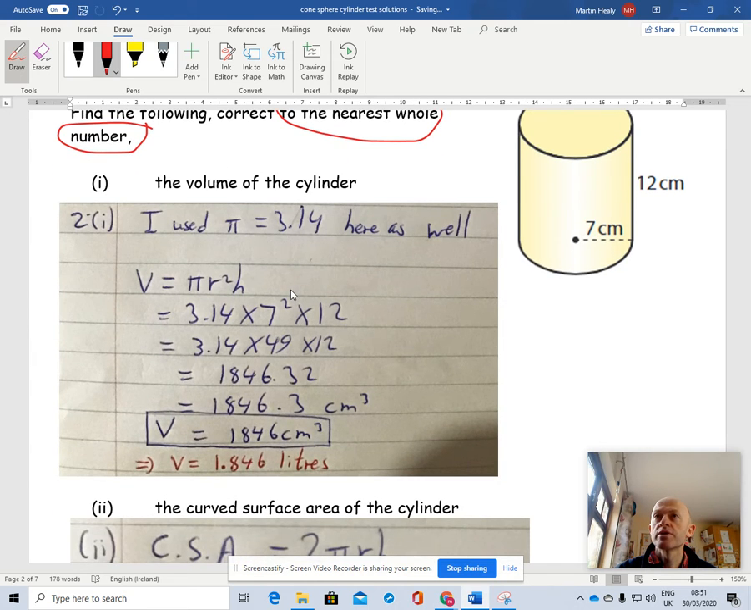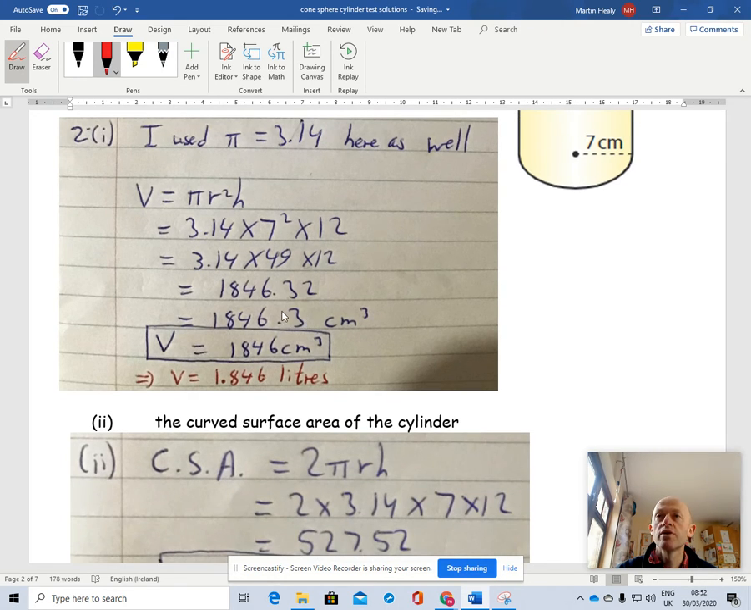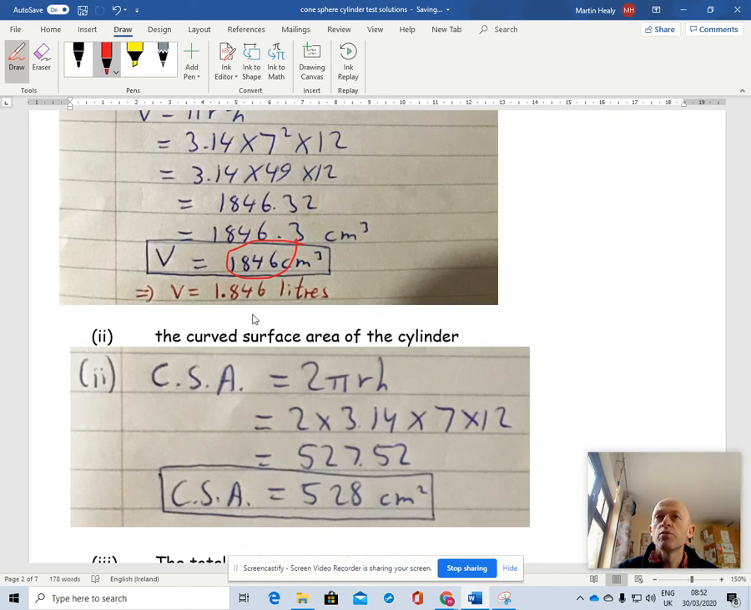And the first question is find the volume of the cylinder. Again, I use 3.14 here, so look up the tables, you'll find that it's pi r squared h. So 3.14 times 7 squared times 12. Work it out, round it off to the nearest whole number. That's the answer there. I just stuck in what it would be in liters to remind you, because that tends to get asked every now and then. So it's 1.846 liters, which is not relevant to this question.